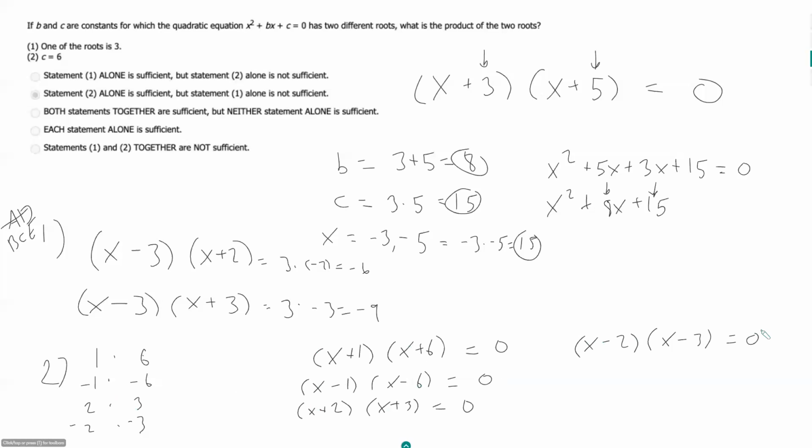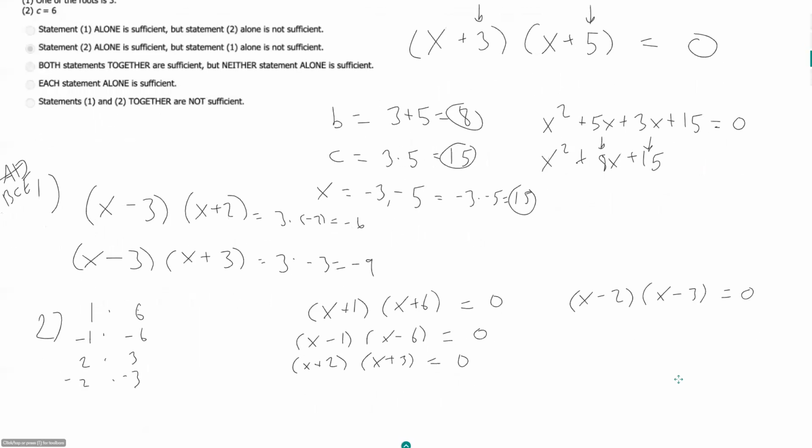So you might say, okay, we got 4 examples here, so this is also going to be insufficient, but we still need to check, because what if these all give us the same value for the product of our roots?